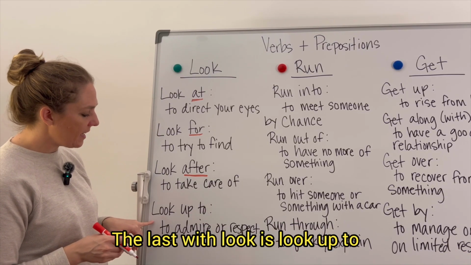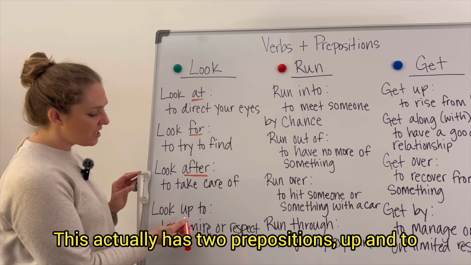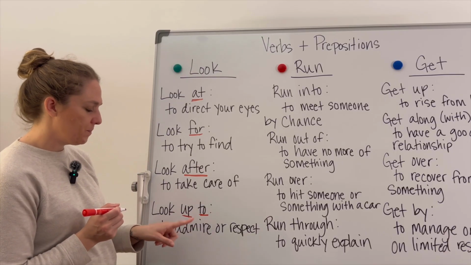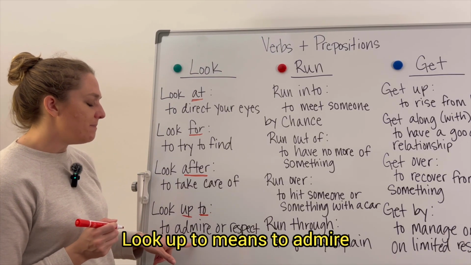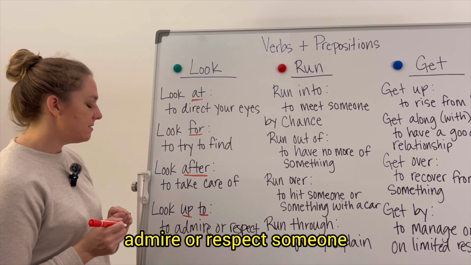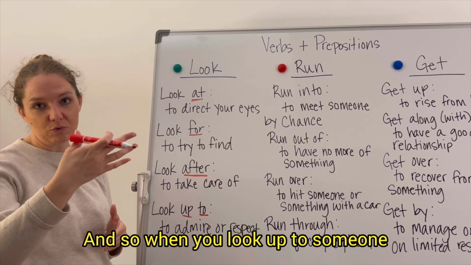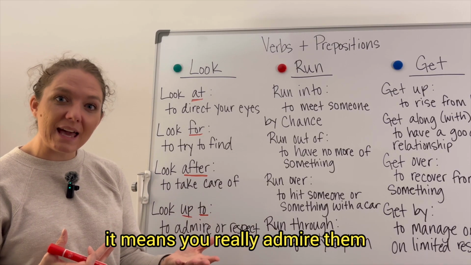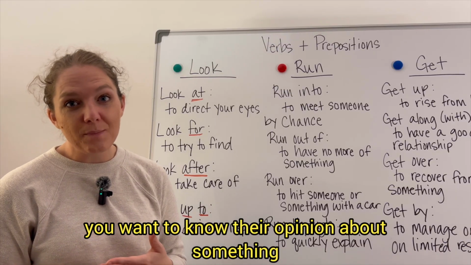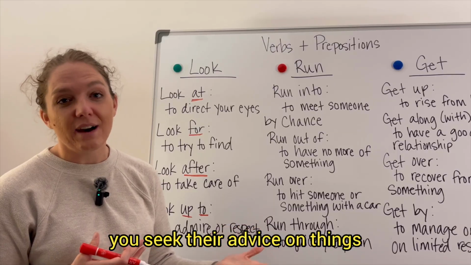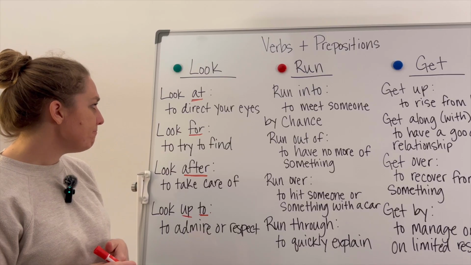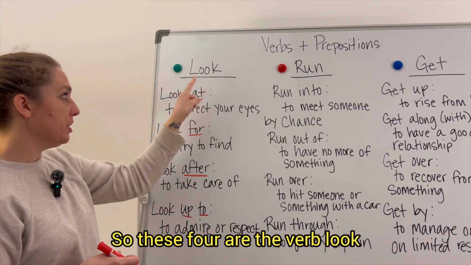The last with look is look up to. This actually has 2 prepositions, up and to. Look up to means to admire or respect someone. And so when you look up to someone, it means you really admire them, you respect them, you want to know their opinion about something, you seek their advice on things, you really look up to them. So these 4 are the verb look.